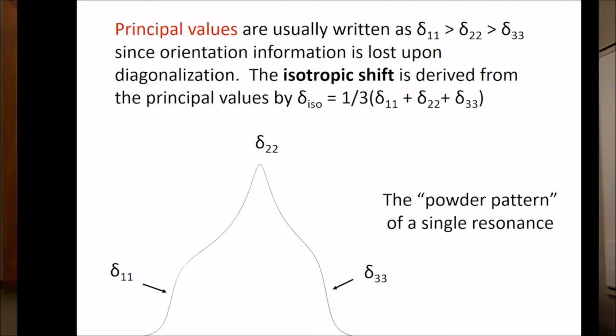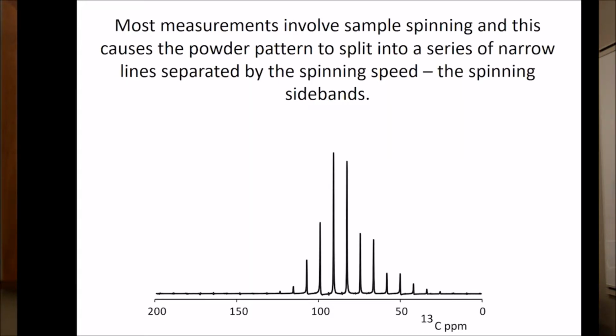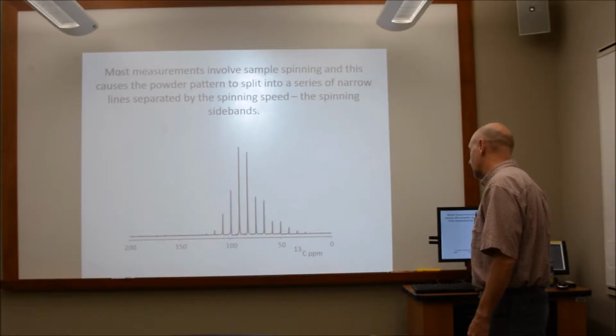Typically we don't see a powder pattern like this though, we actually see this kind of a shape, and that's because most measurements involve sample spinning. And when we spin, we separate the powder pattern into a series of narrow lines separated by the spinning speed, and these are called spinning sidebands, and this is what we typically observe in tensor measurement experiments.